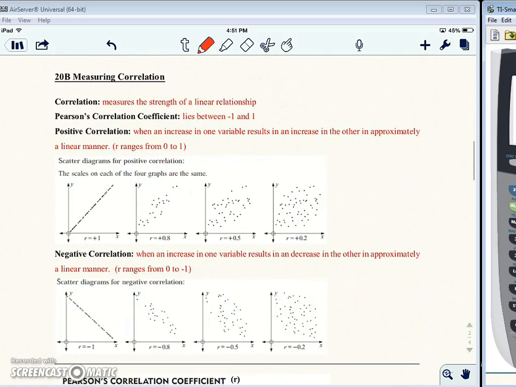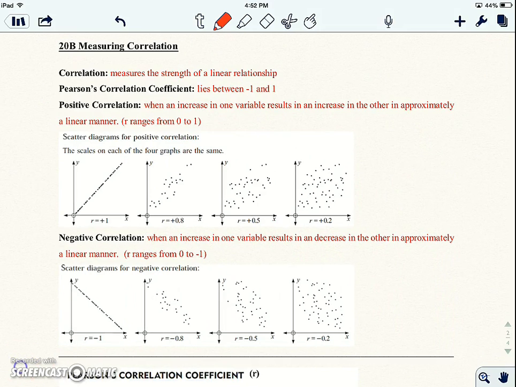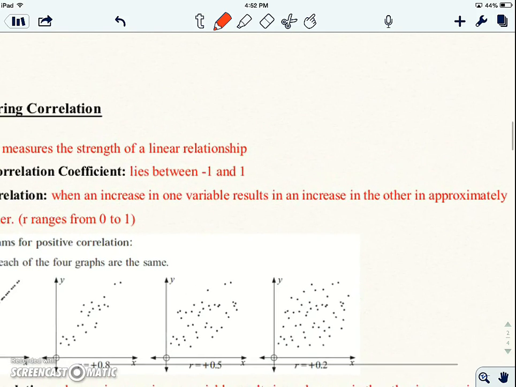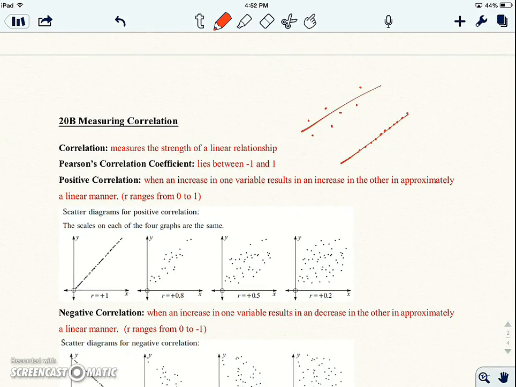Okay, so the next section, measuring correlation. Okay, so I left these vocabulary words in there for you, so let's just go over it. Correlation measures the strength of the linear relationship. Basically, how well all your little points fit your line. The better they fit, the stronger the strength. Okay? Pearson's correlation coefficient lies between -1 and 1, and that is R.